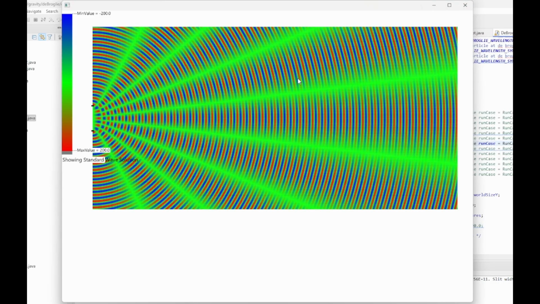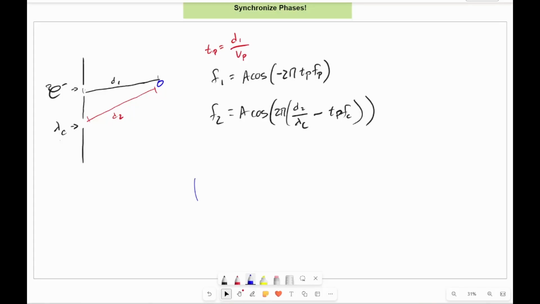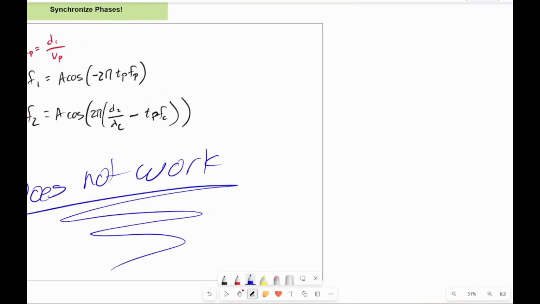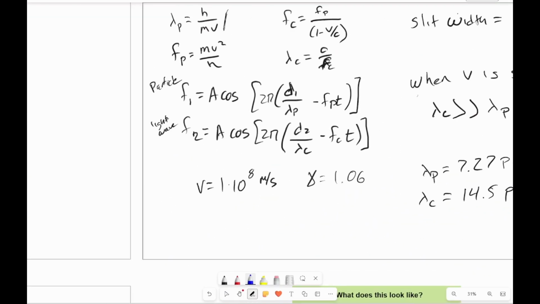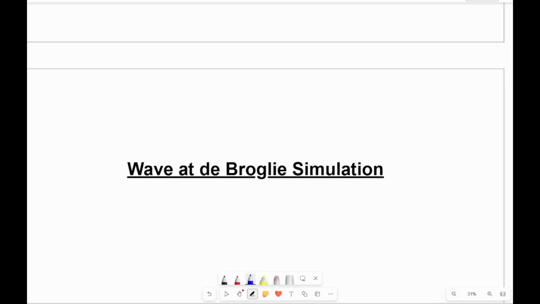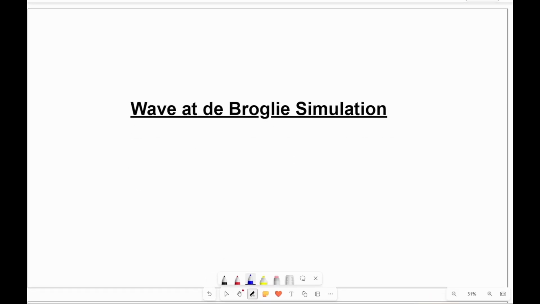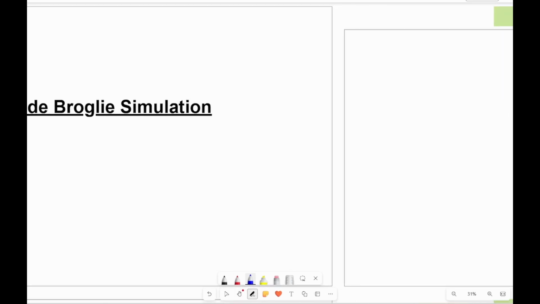Well, we assumed that the de Broglie wavelength is the particle's wavelength. Could it not be? Maybe. Let's switch that around. So, that does not work, unfortunately. So now we're going to look at what if the wave that it generates is at the de Broglie wavelength.